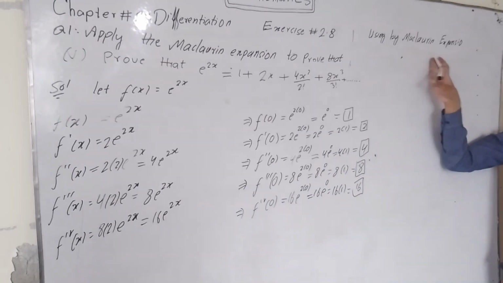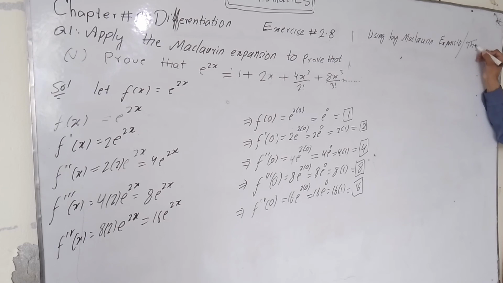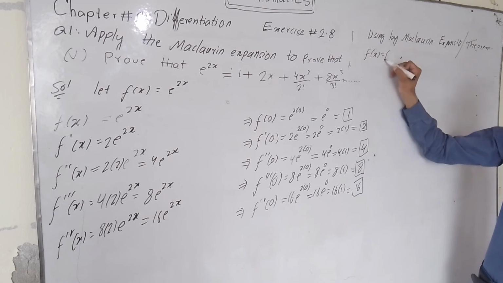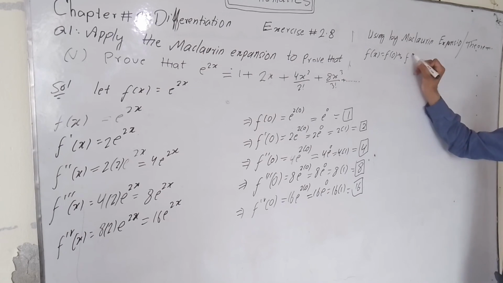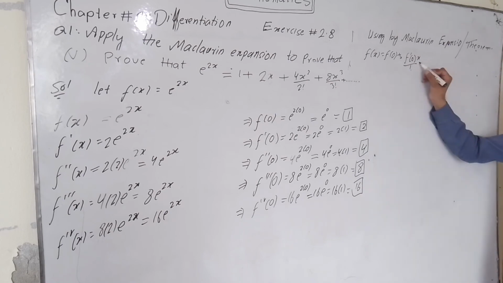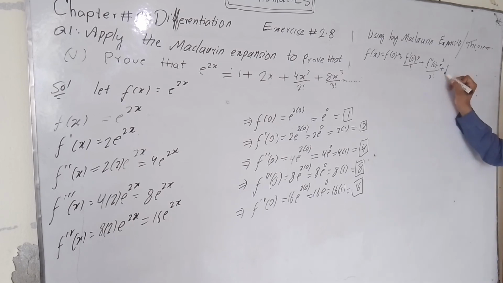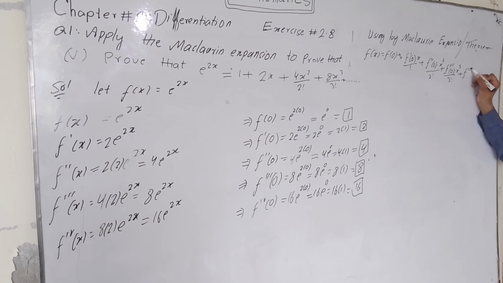Using the Maclaurin expansion or theorem, f of x is equal to f of 0 plus f prime of 0 dot x divided by 1 factorial plus f double prime of 0 dot x square divided by 2 factorial plus f triple prime of 0 dot x cube divided by 3 factorial plus f fourth prime of 0 dot x power 4 divided by 4 factorial plus up to so on.